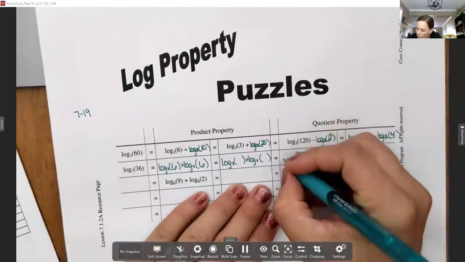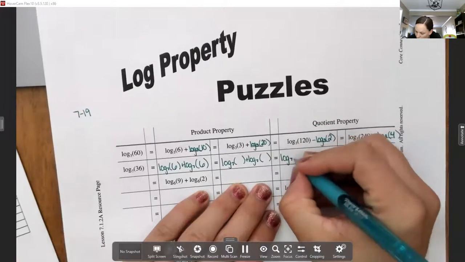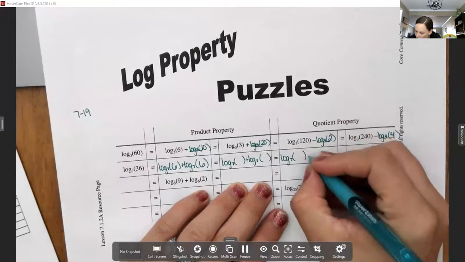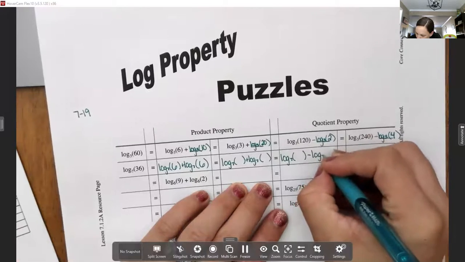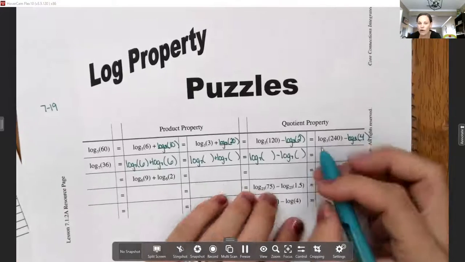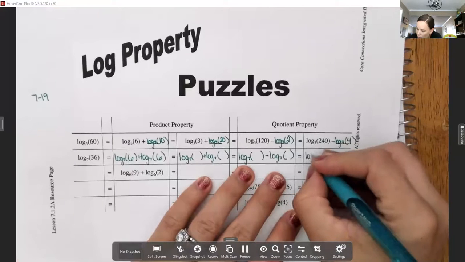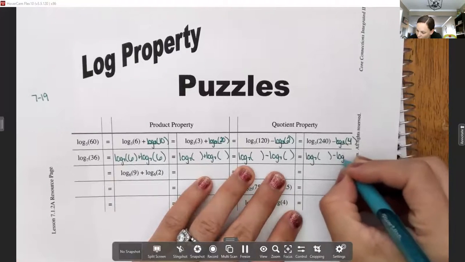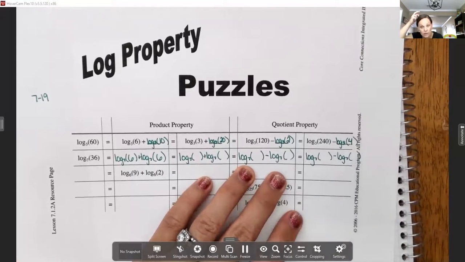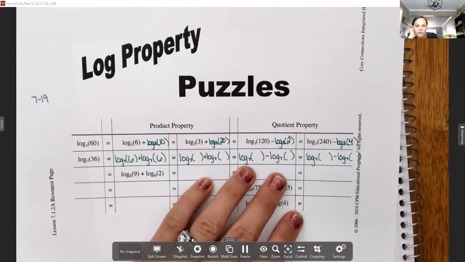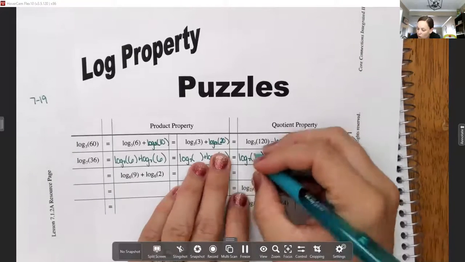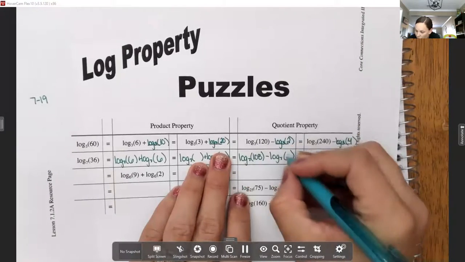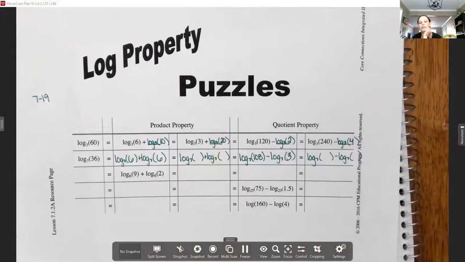For the quotient property, again, it has to be log base 7. And whatever numbers you choose in here, when you divide, you have to get 36. So I can do 108 divided by 3. That's 36.